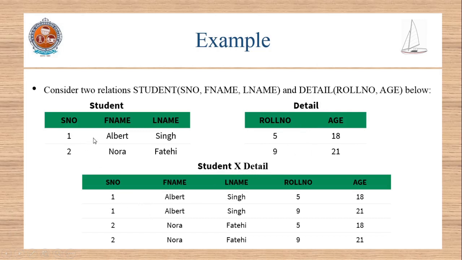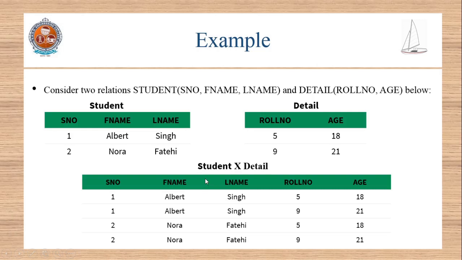See here the first tuple in this output, student cross detail: the first tuple in student is paired with the first tuple in detail. The second tuple is the first tuple in student paired with the second tuple in detail. The third tuple in this output relation is the second tuple in student paired with the first tuple in detail. And the fourth tuple is the second tuple in student paired with the second tuple in detail. So this is the output of the Cartesian product or cross product.